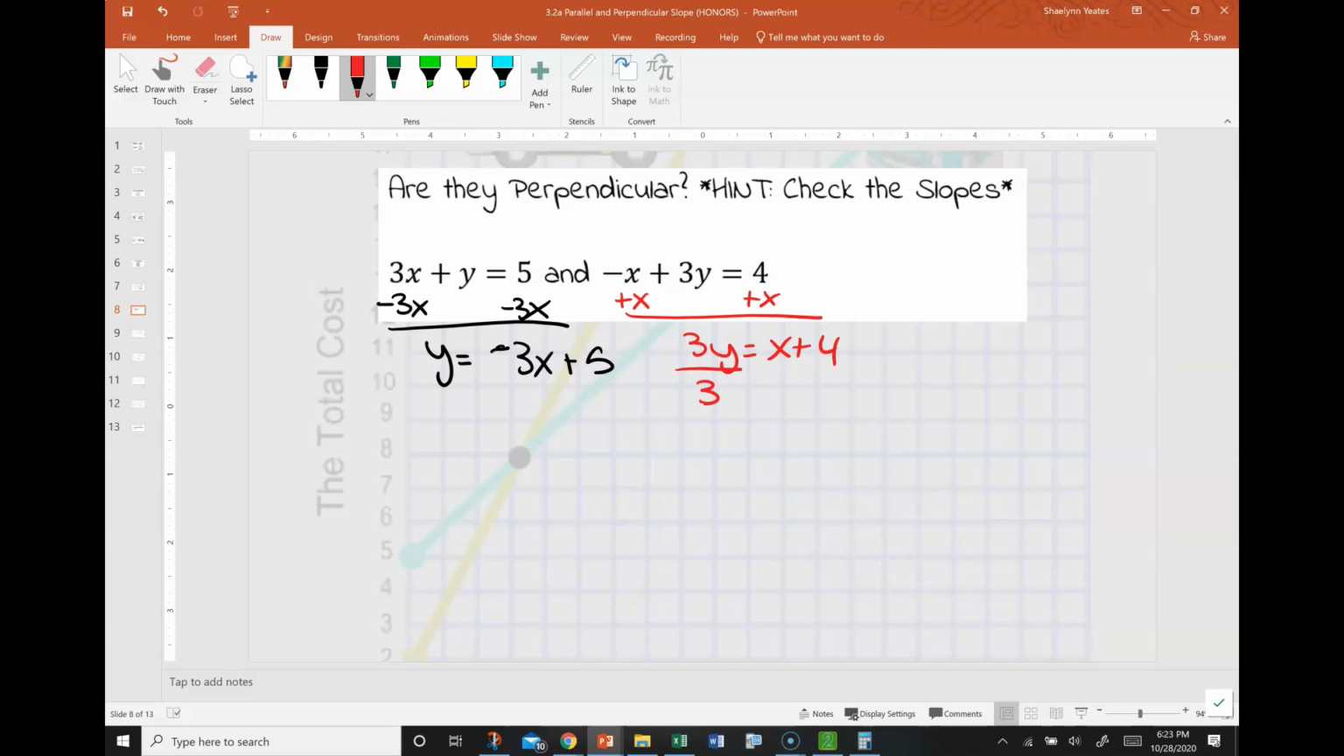Then I'm going to divide everything by 3. So then I'm left with y equals, now remember there's an invisible 1 right there, so it becomes a positive 1/3 x plus 4/3. Now, this is what we have to check. Is negative 3 an opposite reciprocal to positive 1/3? Yes. So these are perpendicular.